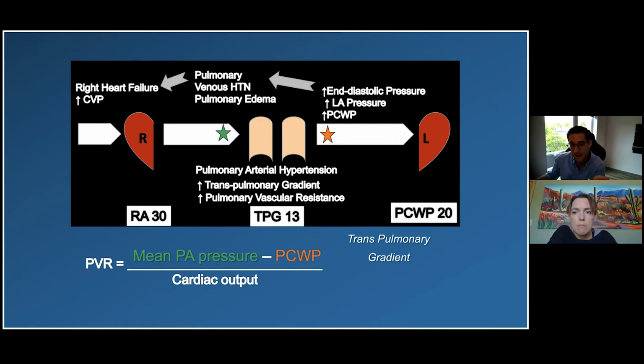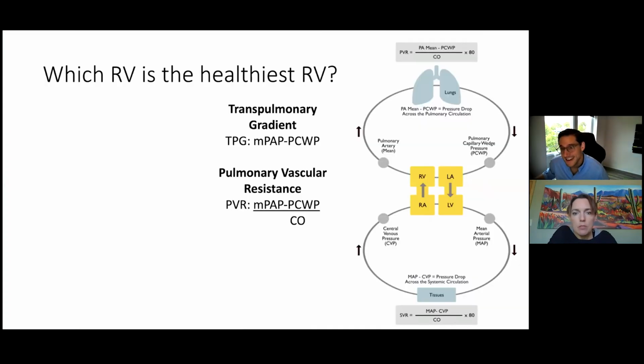Yep, and the patient's PA mean was 33, which if you subtract 20, equals 13. Yeah, very good. So this is very good. Good slide there.